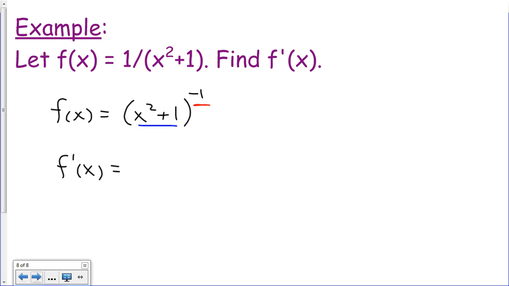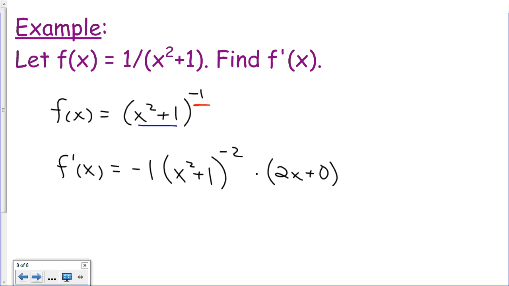Follow chain rule. Chain rule says you start with the outside function, the negative 1 power there, and follow your rule for its derivative. A power function, its derivative is negative 1 times something to the negative 2. You subtract 1 from the exponent, don't forget. That's the first step of chain rule. Second step says take the inside function, x squared plus 1, and substitute it back in. That's the second step. And finally, the third step of chain rule says take the derivative of the inside function. So derivative of x squared plus 1, that's 2x plus 0.